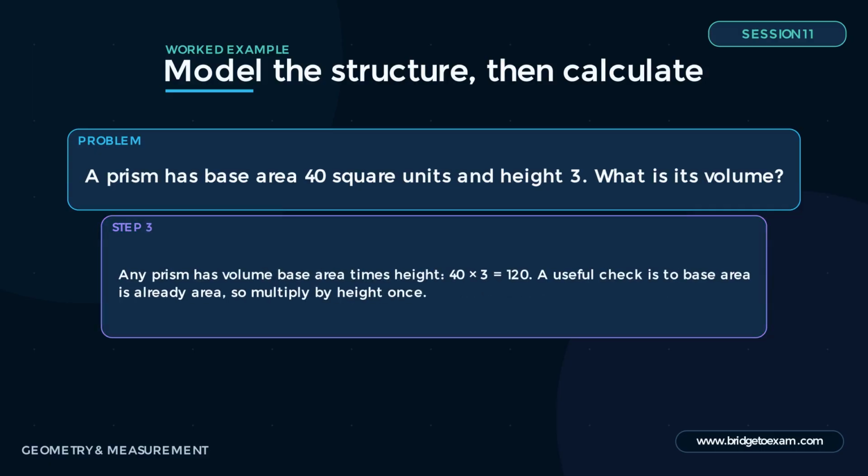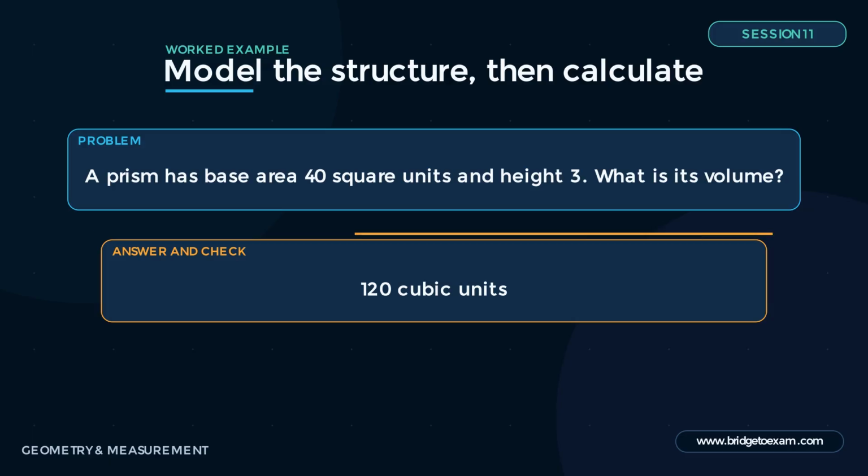Step 3 carries out the mathematics. Any prism has volume base area times height. 40 times 3 equals 120. A useful check is that base area is already area, so multiply by height once. The answer is 120 cubic units. Now verify the result against the original wording. The quantity, numerical size, and unit must all make sense together.